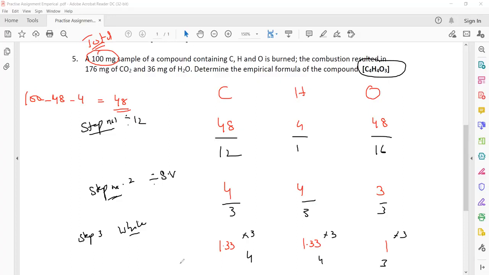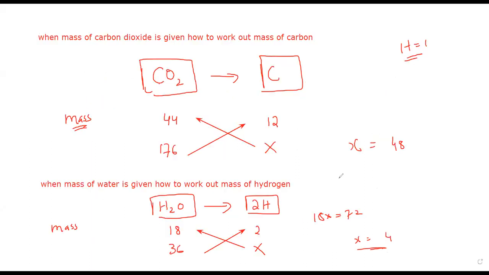So the important thing you have to know: whenever a question involves the mass of carbon dioxide and the mass of water, this is always the way to work out the mass of carbon. Always the ratio will be 12 is to 44 when you are working out the mass of carbon, and it will be 18 is to 2 when you are working out the mass of hydrogen.